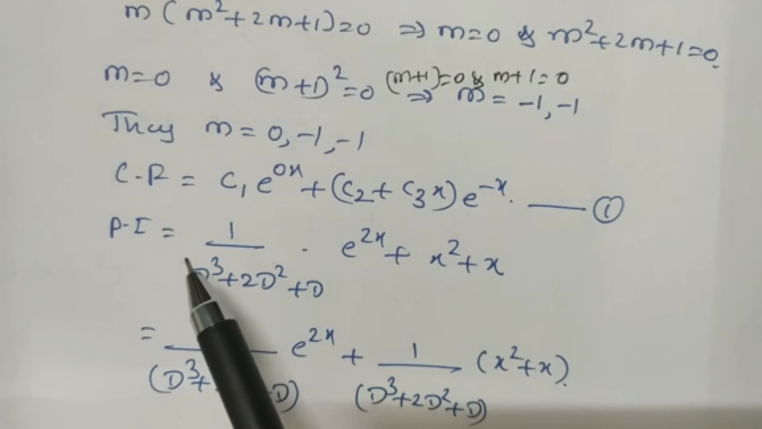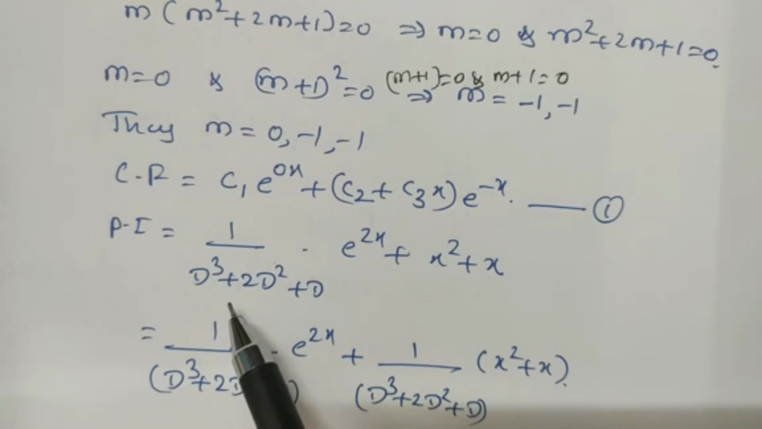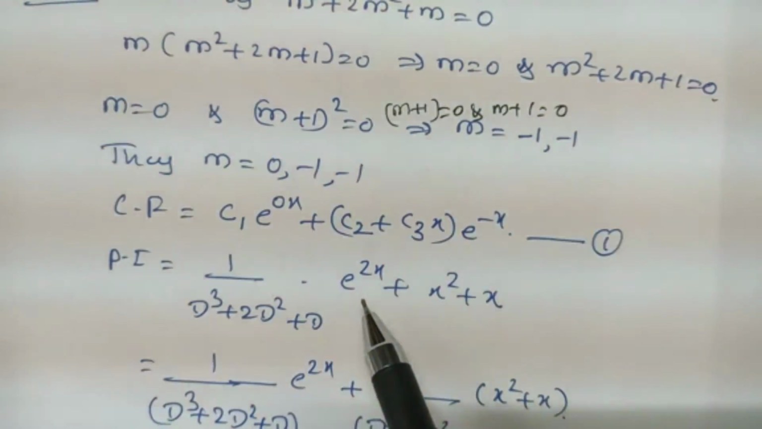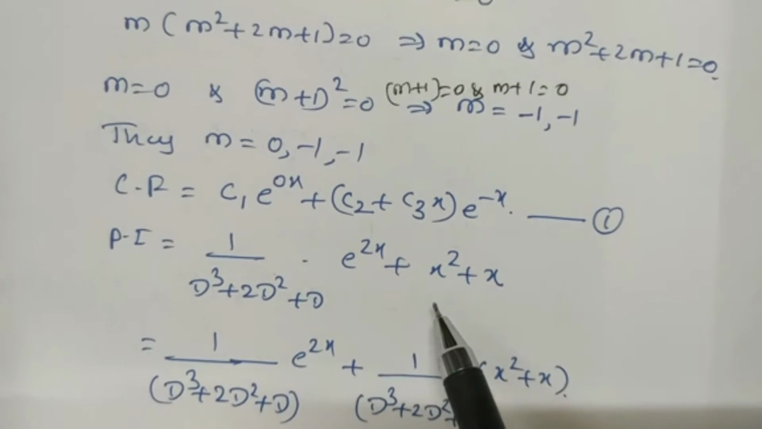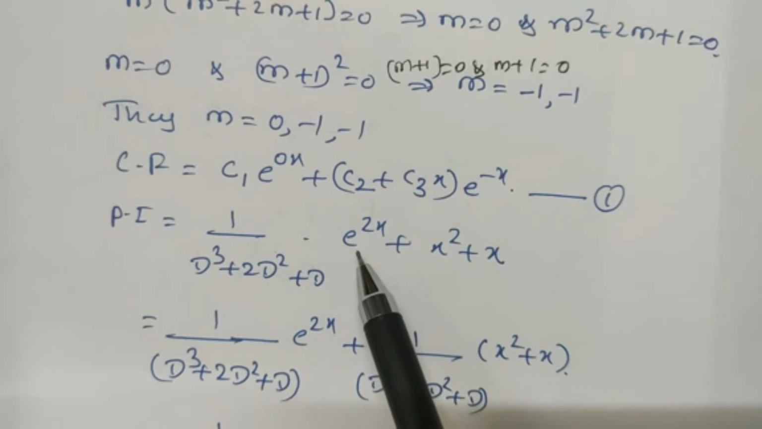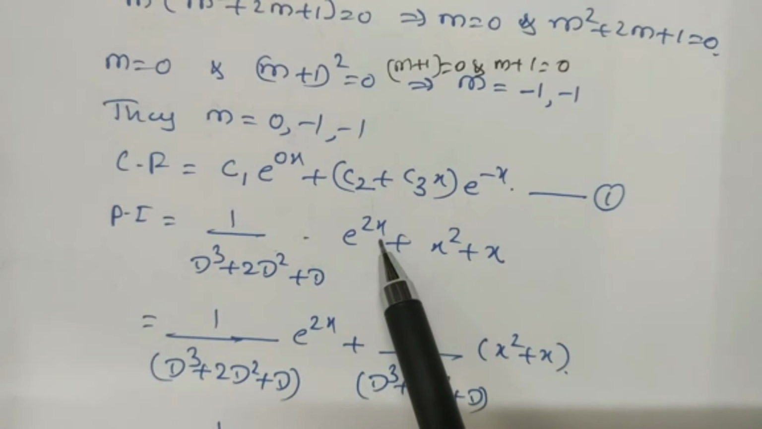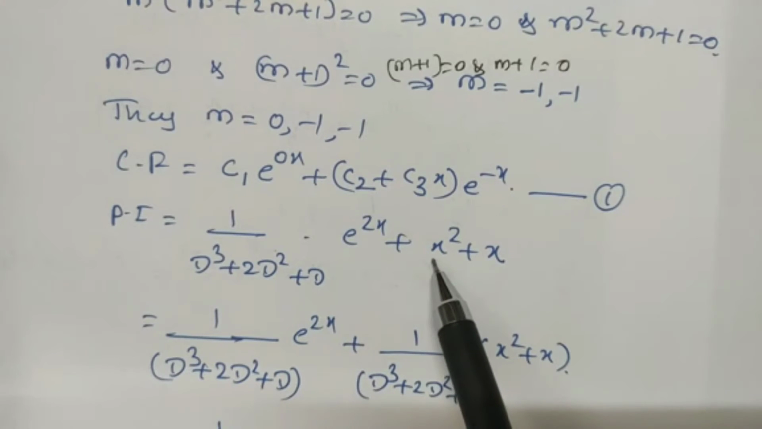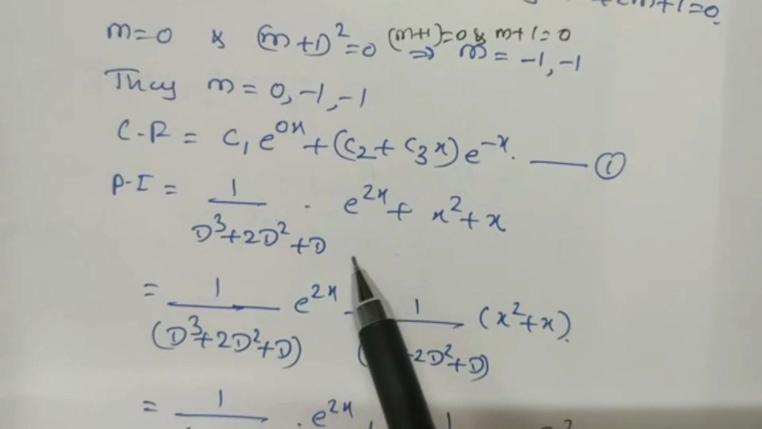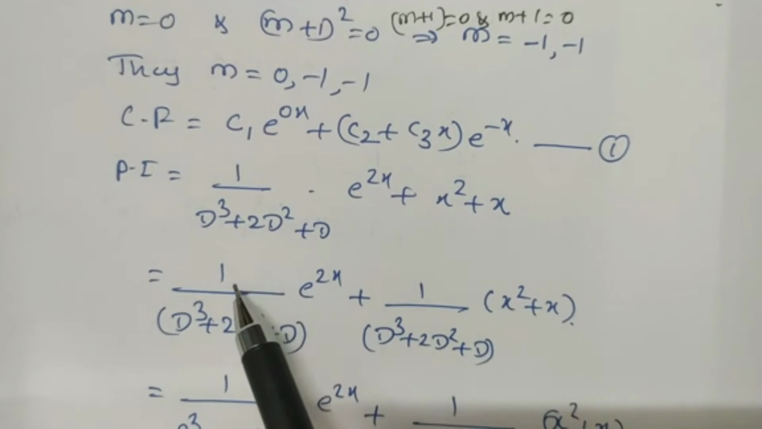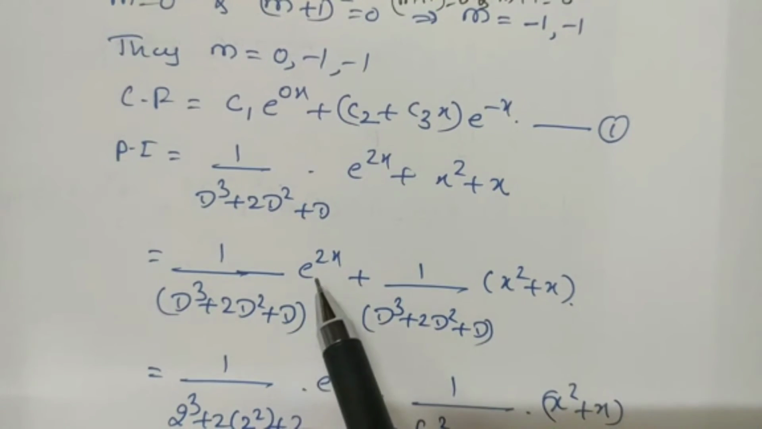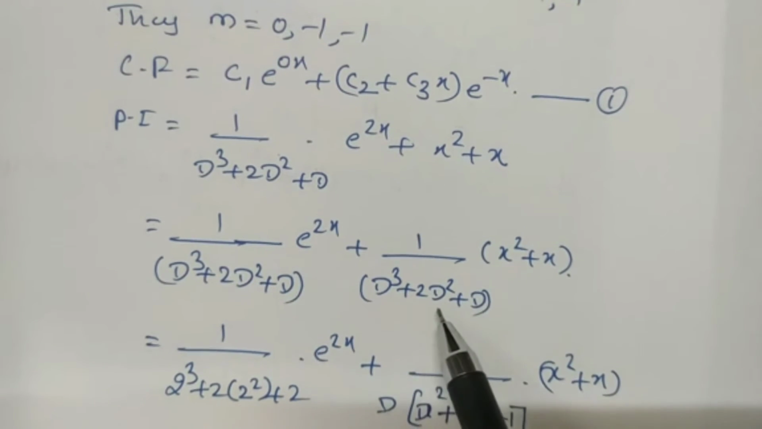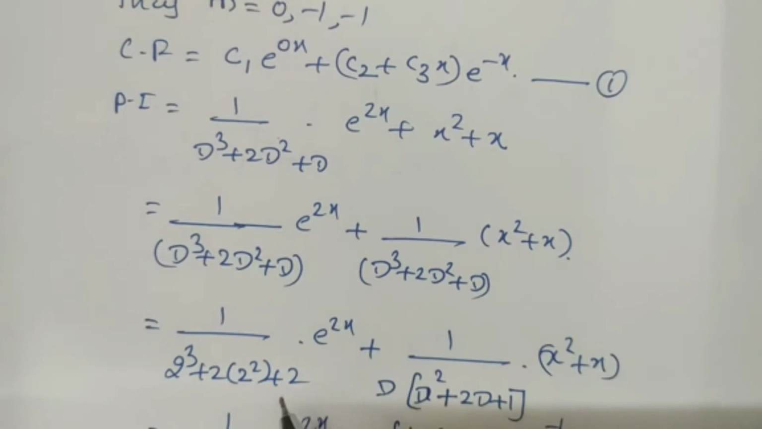Next thing is you have to find the particular integral. It is equal to 1 by f of D. F of D is here D cube plus 2D square plus D, and the RHS is e raised to 2x plus x square plus x. So we have e raised to 2x here. It has other rules. The rule for the particular integral of e raised to 2x is different, and for x to the power of m it is different. So for that we will take this one by (D cube plus 2D square plus D) of e raised to 2x, and for these two you can take separately, 1 by (D cube plus 2D square plus D) of x square plus x.